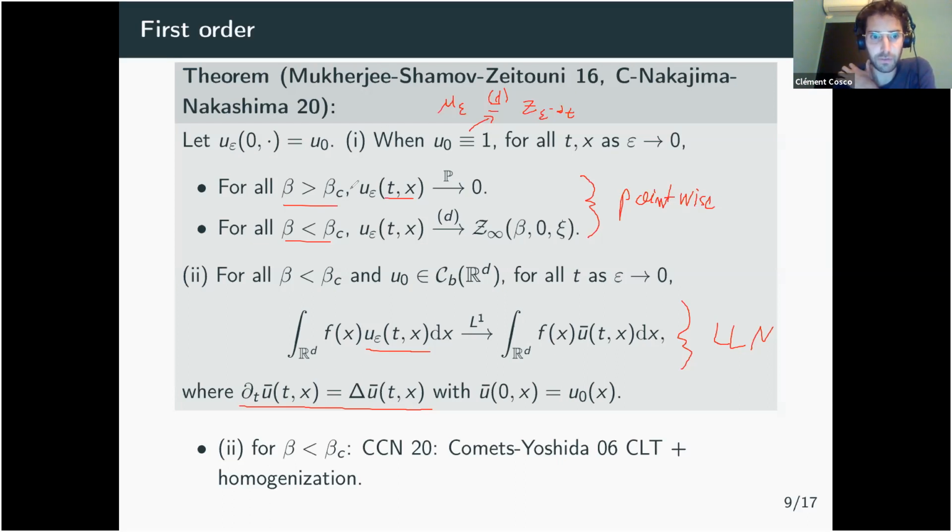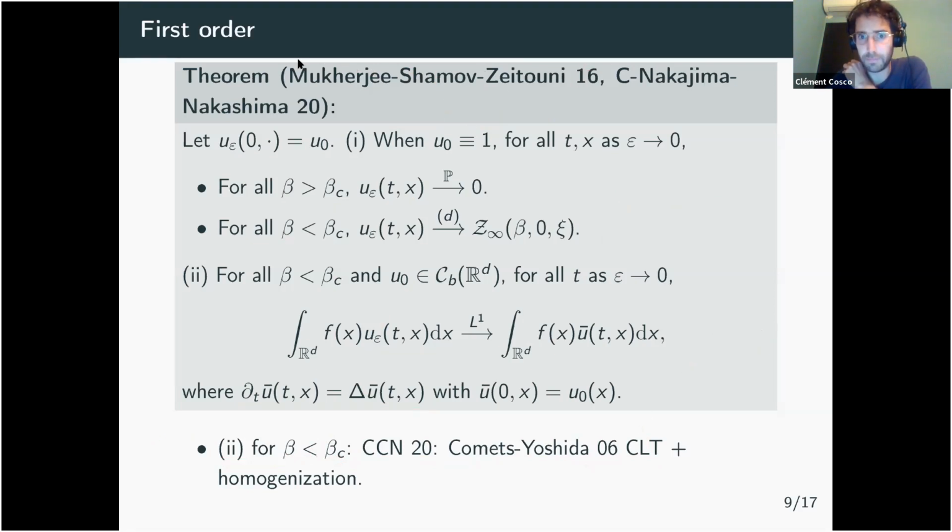All of this, the second point, was only proven by Shamov, Zaitouni, and Mukherjee for beta less than the L2 threshold. And with Shuta Nakajima and Makoto Nakashima, we extended the result to the whole beta C region. This used some techniques from Komets and Yoshida about the central limit theorems for polymers, and homogenization techniques that we added to the recipe.